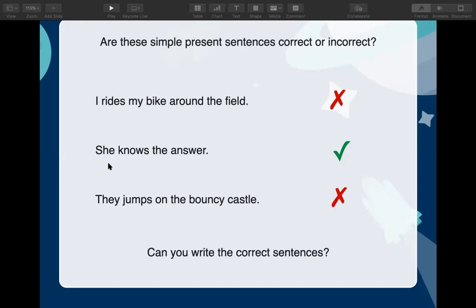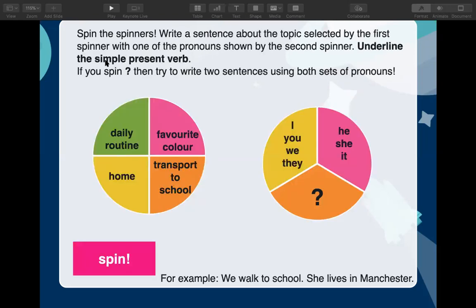All right, guys, next. Here, spin the spinners. Write a sentence about the topic selected by the first spinner with one of the pronouns shown by the second spinner. This is the second spinner. Underline the simple present verb. So let's see. All right. So for example, favorite color and question mark. It says, if you spin question mark, then try to write 2 sentences using both sets of pronouns. These are both sets of the pronouns.